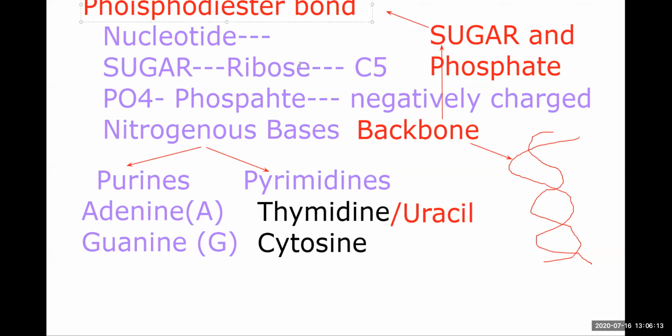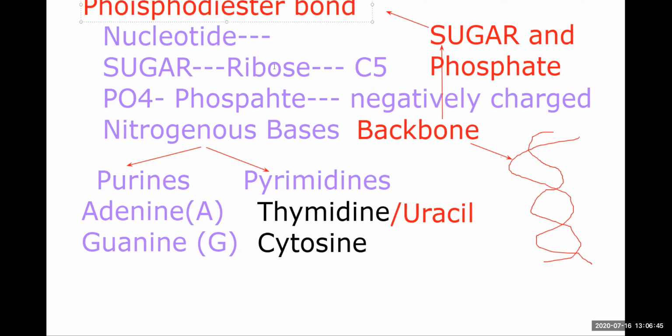Now, let me recapitulate. The question was, what is a nucleotide? A nucleotide is the building block for nucleic acids. How many types of nucleic acids? There are two kinds of nucleic acids, RNA and DNA. RNA stands for ribonucleic acid and DNA stands for deoxyribonucleic acid. Whether it is RNA or DNA, a nucleotide is made up of sugar, phosphate, and nitrogenous bases.